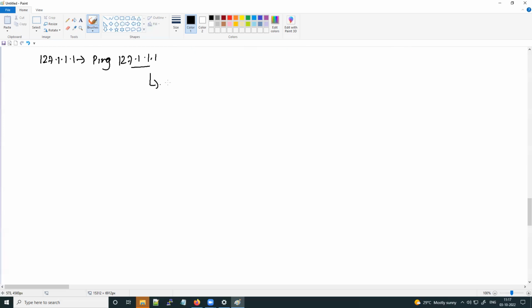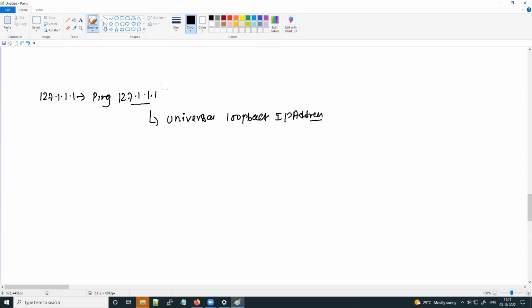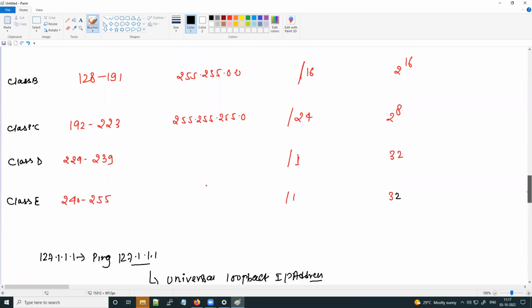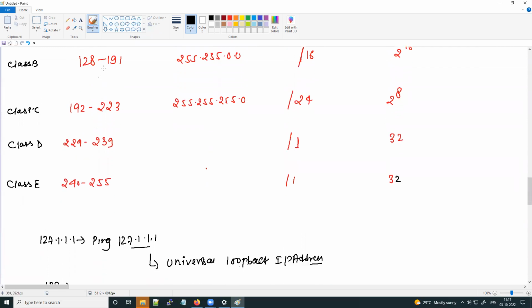So this is basically the universal loopback IP address. Universal loopback IP. So this range is reserved, the 127 series is reserved for testing purposes or as a universal loopback IP address. And the rest all you will see are in sequence.